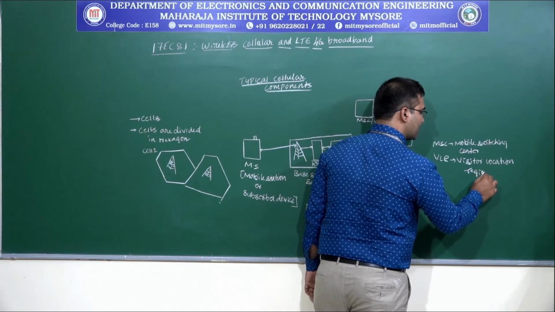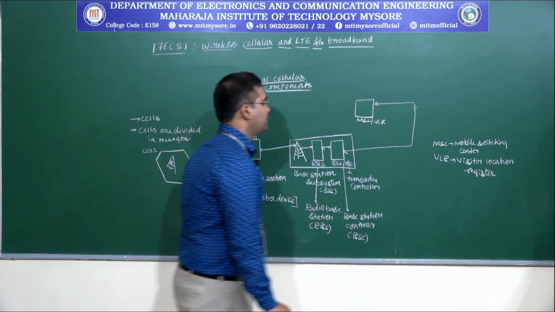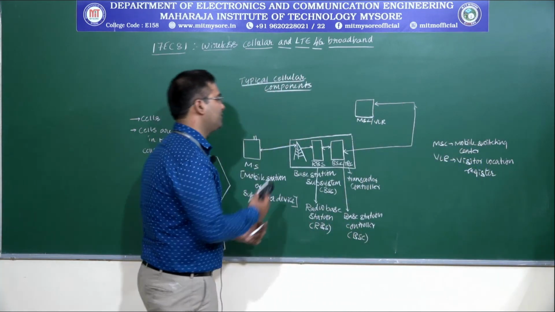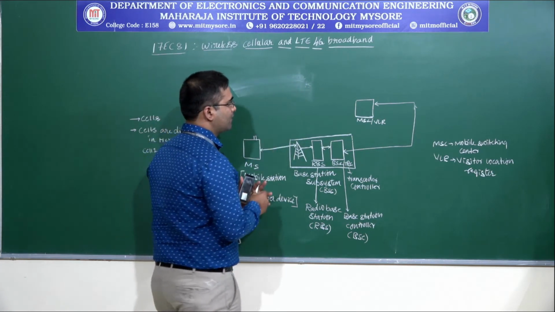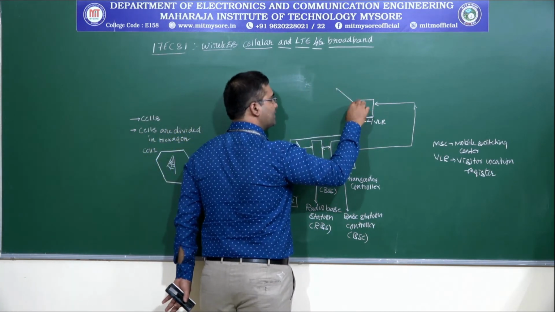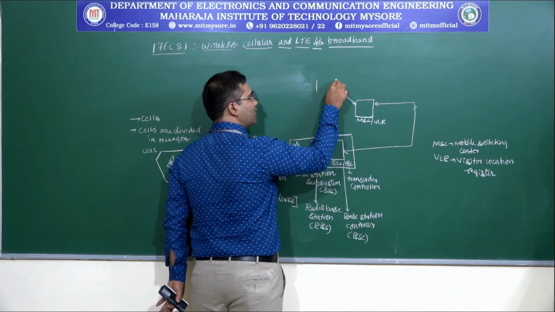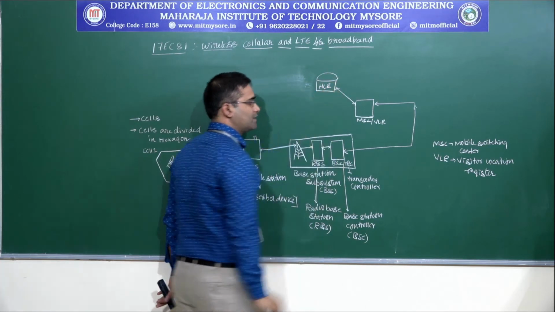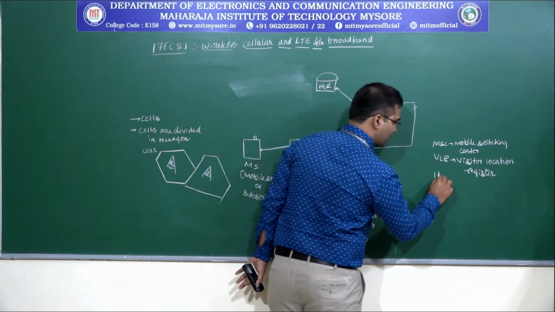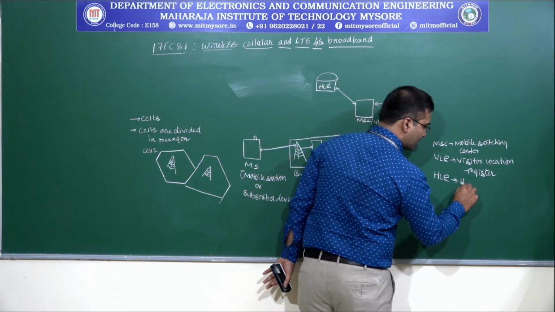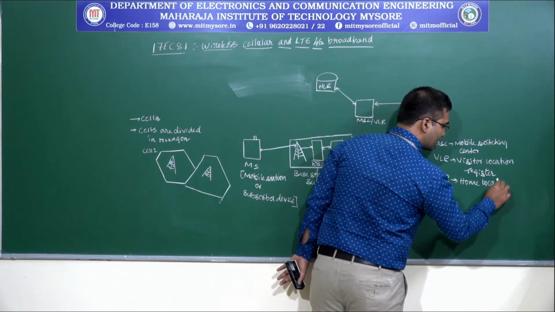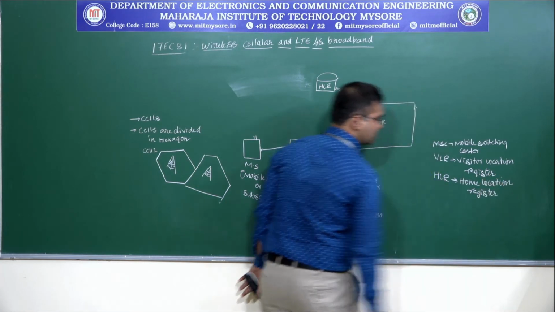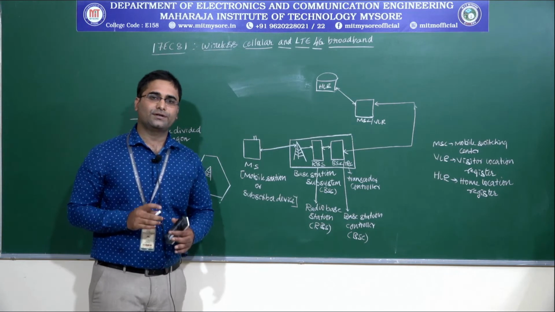Which is called as a visitor location register. Next, to this particular MSC or VLR, we do have a database or a register which is called as the HLR. HLR stands for Home Location Register.